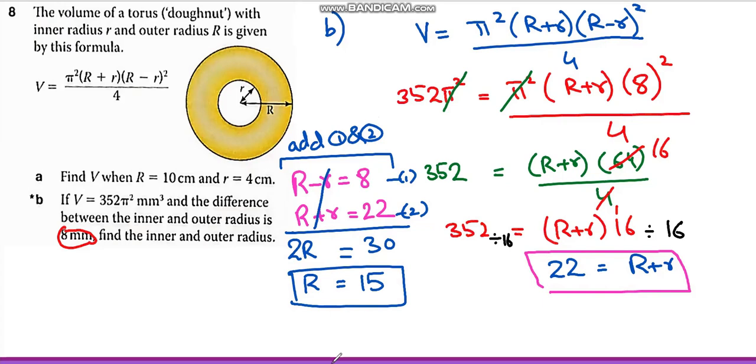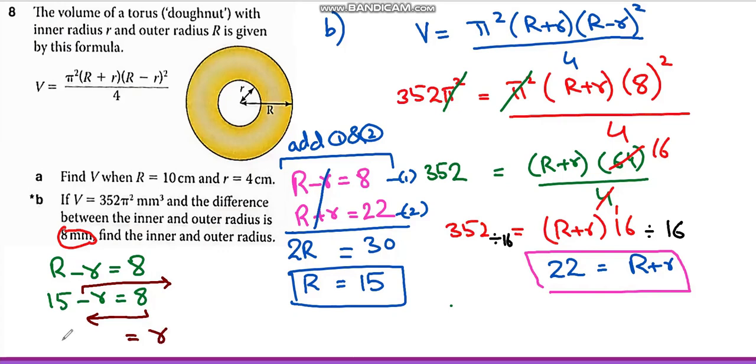And now it's very easy to get small r. We can use any equation. If I use equation number 1, where the difference of these two radii is 8 and capital R is 15, we just need to solve for small r. So we can shift negative r towards right because we want to make small r the subject, and we can shift 8 towards left. So we will get r equals to 15 minus 8, which is 7. So the value of small r is 7.